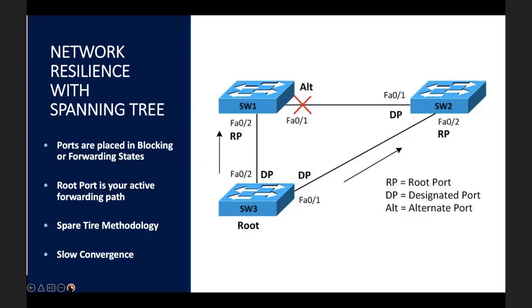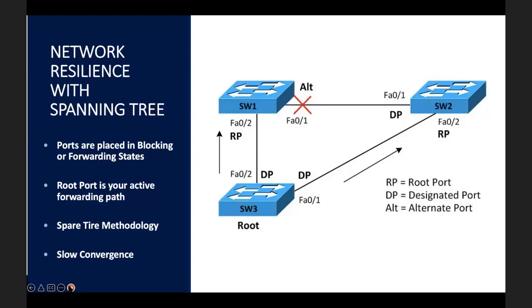While this is an effective way to create resiliency, it's what's known as a spare tire methodology, meaning that you can't load balance your traffic across the two links coming from switch 3. And there's a convergence time associated with it: if the primary link were to fail, it's going to take a certain amount of time for the network to reconverge and actually open up that secondary path.